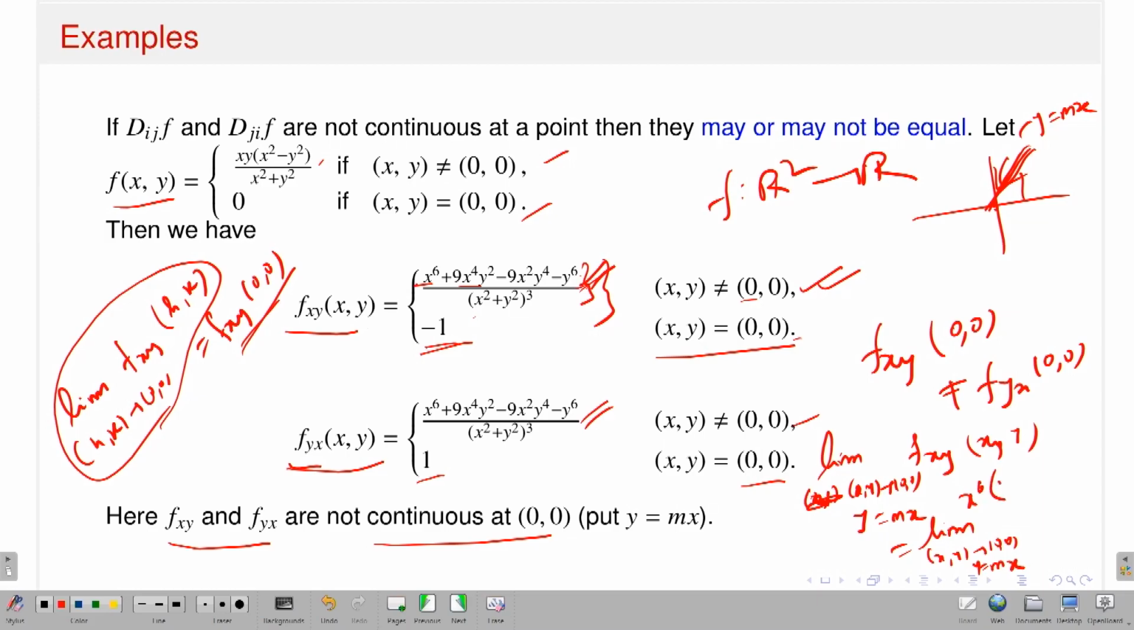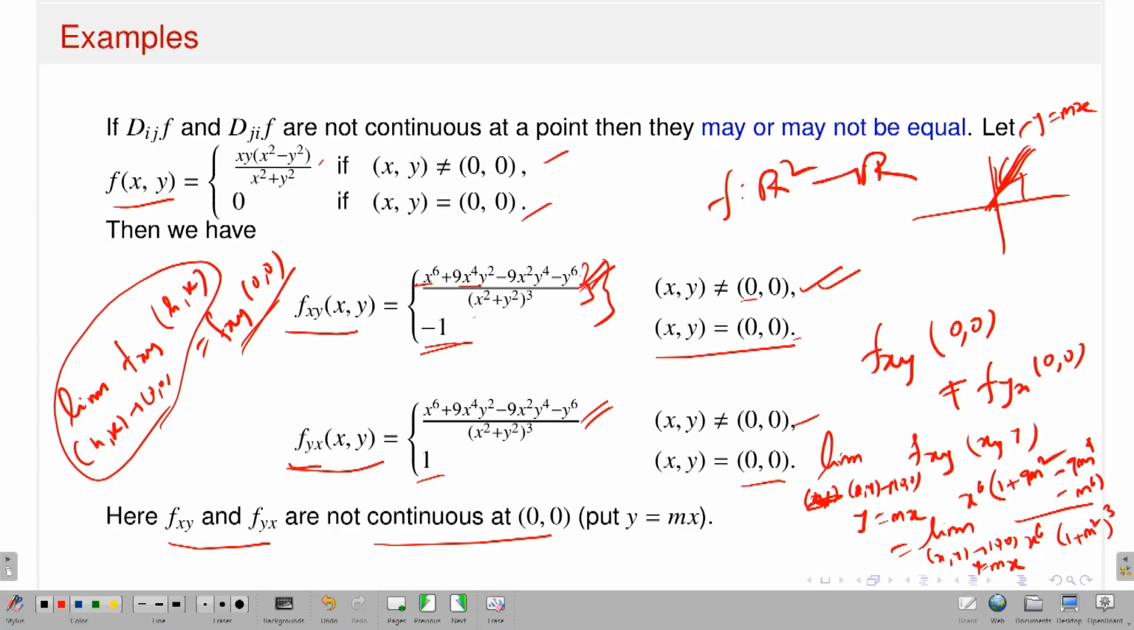So, the first one should be 1, this should be 9, y is equal to mx, right. So, it should be 9m square, minus 9m^4, minus, y is equal to mx, that means m to the power 6, divided by, x to the power 6 will come out, with y is equal to mx, right. So, it should be (1 plus m square) to the power 3. So, what will be the limit?